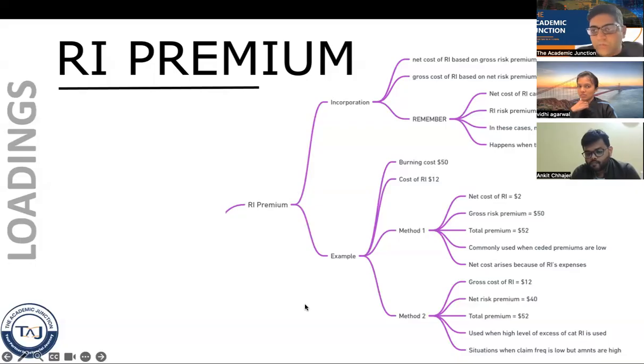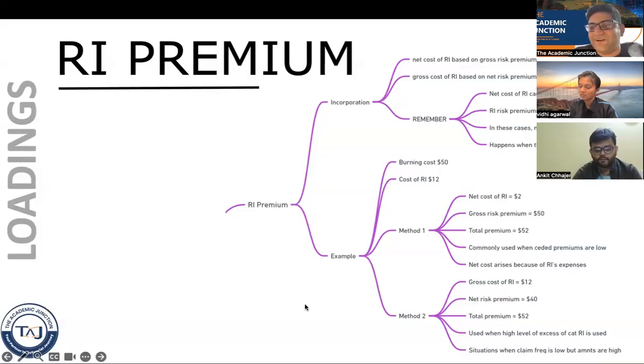One more important thing to know is that the RI cost can be negative as well, right? And can you guys imagine when an RI cost can be negative? When can RI loading be negative? It never happens, by the way.